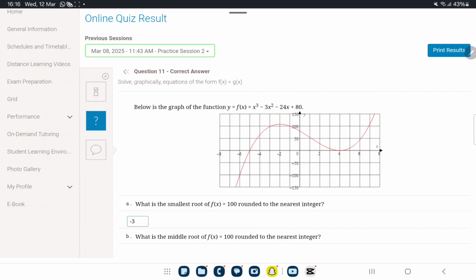And here they're asking for the 3 roots of f of x equals 100. So instead of the roots at x equals 0, it's going to be at x equals 100. So this is the red line, and it intersects at these 3 points. X is 7, minus 1, and minus 3. Smallest root minus 3, middle root minus 1, and biggest root is 7.